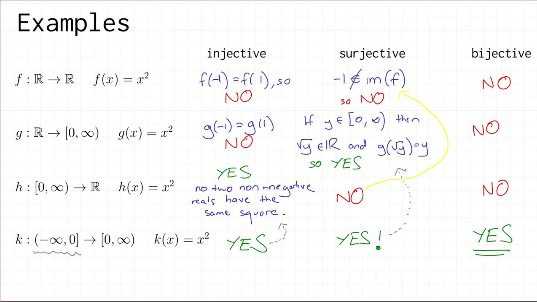So we have a bijective function from the non-positive real numbers to the non-negative real numbers. And that's our four examples where the rule was the same, but the properties were different every time. So I hope I've made this really clear that when you're thinking about function properties, injectivity, surjectivity, and bijectivity, you can't just think about the rule, you've got to think about the domain and the codomain as well.